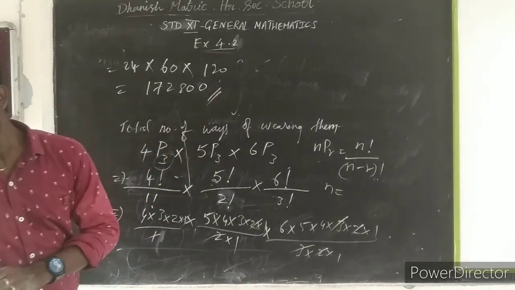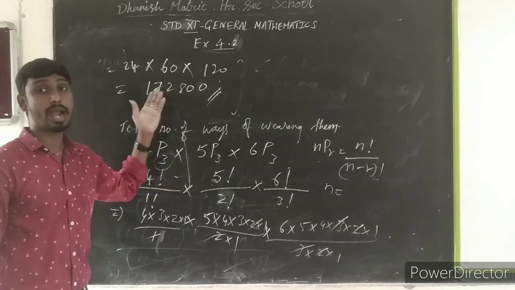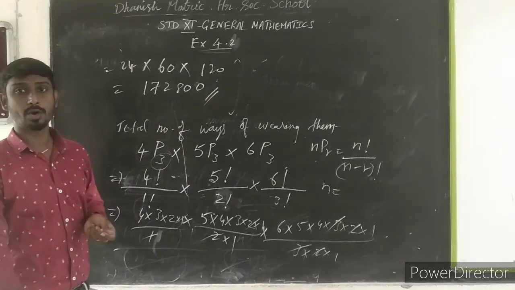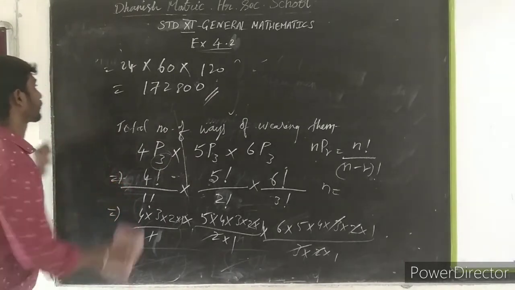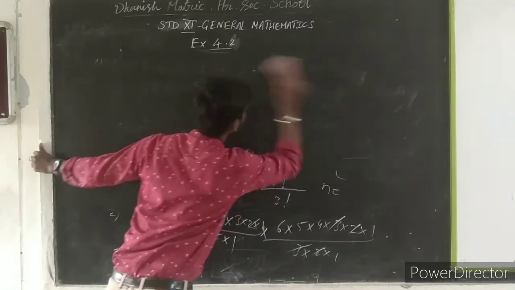So what is being asked here? How many ways can they wear them? They can wear them 1,72,800 times. Now let me see the fifth question. What is the fifth question given in the textbook?